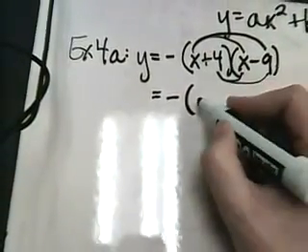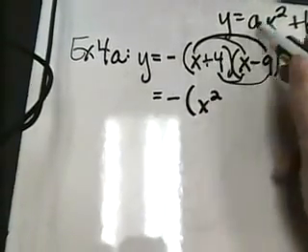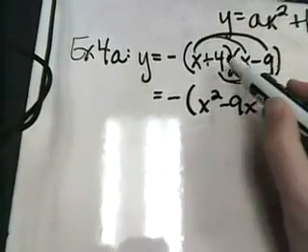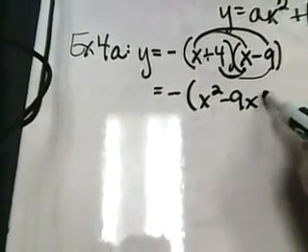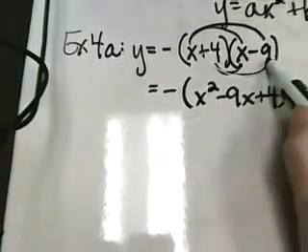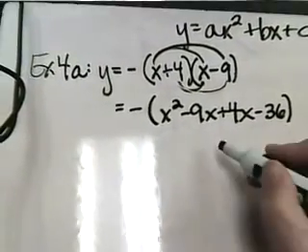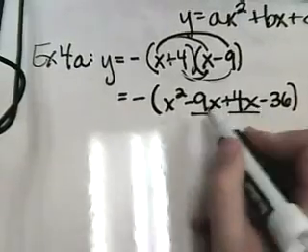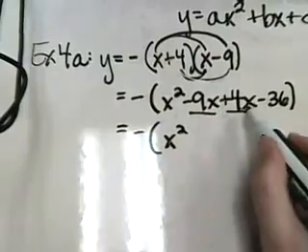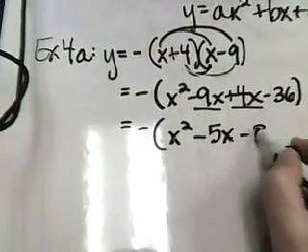X times x is x squared. Okay, now we're doing outside. X times negative 9 is negative 9x. Then we're doing inside. 4 times x is 4x. And now we're doing last. 4 times negative 9 is negative 36. Now, we can clean that up a little bit more because you've got like terms right here. So, you've got x squared, but then negative 9 plus 4 would be negative 5x's minus 36.